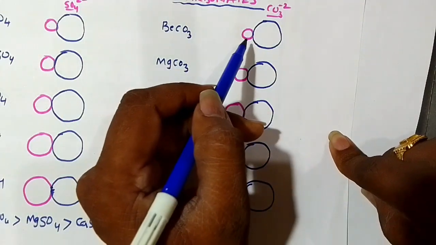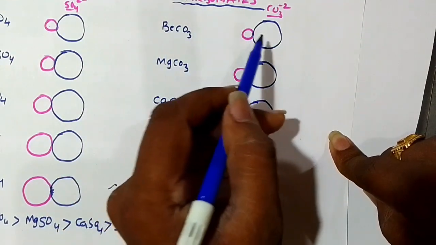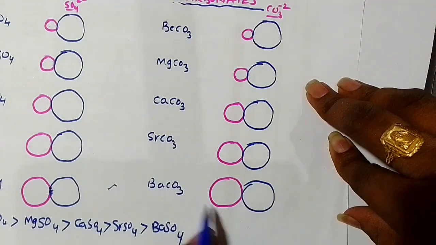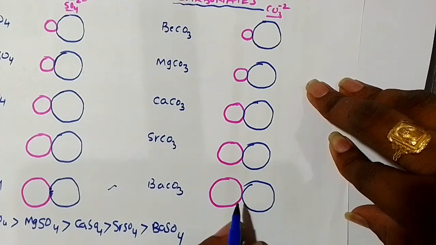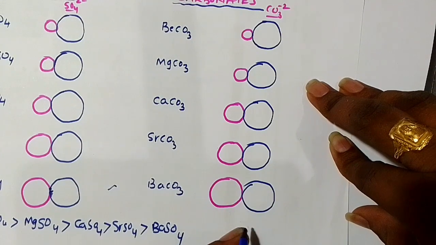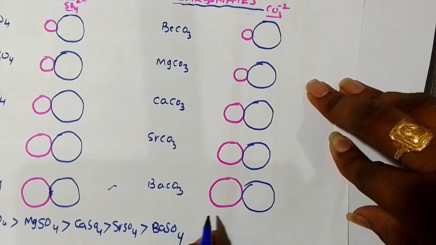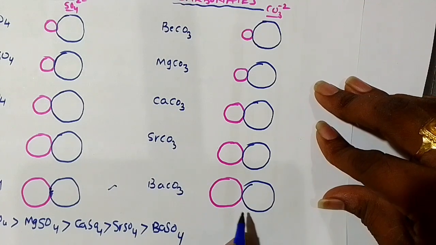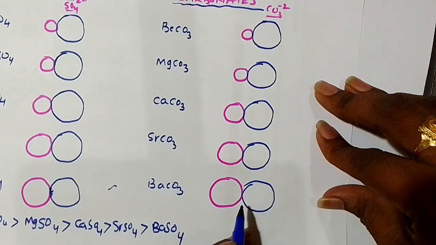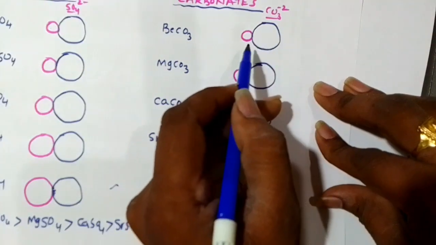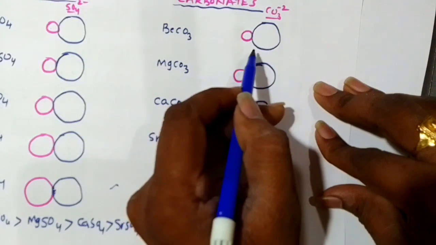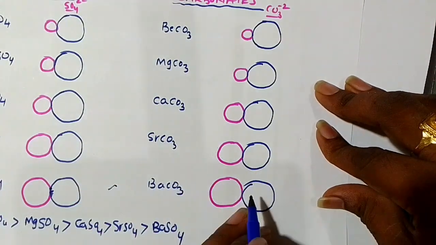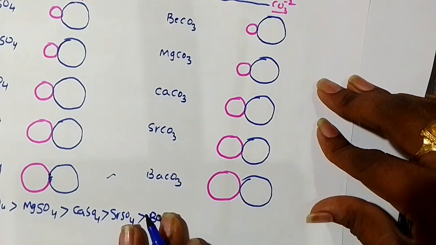Here the size difference is more in the first molecule. When we are moving down, the size difference is less. If the size difference is less, there exists a strong force of attraction between these two ions, and it needs more energy. That's why it needs more lattice energy. If the lattice energy is more, solubility is less. In the first molecule the size difference is more, so it needs less lattice energy. Size difference decreases, lattice energy increases. If the lattice energy increases, solubility decreases.